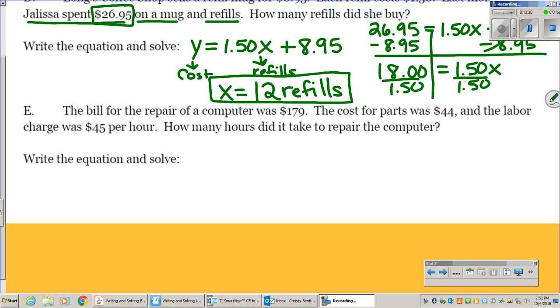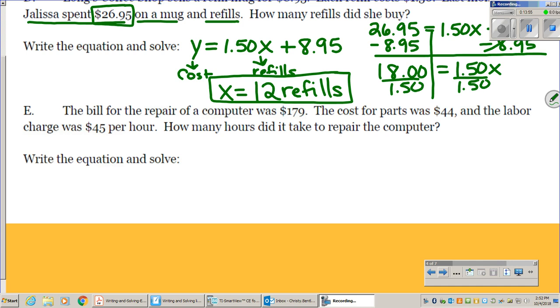Okay, I'm going to read E. I would like for you to take some time to try this one on your own, and in just a few moments I will start the video back and you can check your work. So it says the bill for the repair of a computer was $179. The cost for parts was $44, and the labor charge was $45 per hour. How many hours did it take to repair the computer?